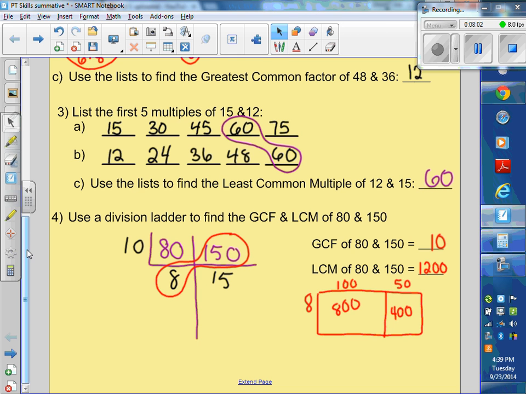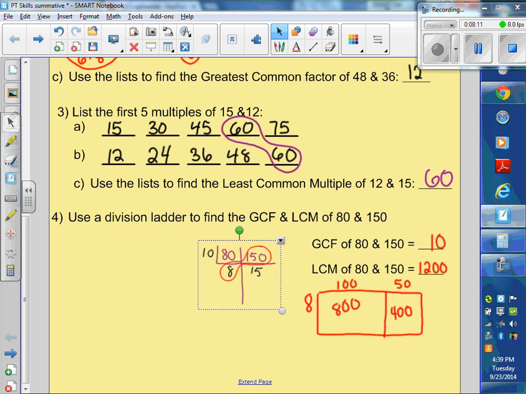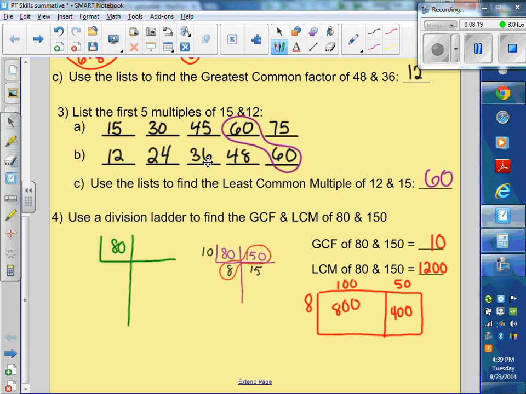Remember, your division ladder, even though I got that in one step, doesn't always work that way. So you could also have taken out something different, like maybe 5. 5 times 16 is 80, and 5 times 30 is 150. So you would continue, because 16 and 30 have 2 in common. 16 divided by 2 is 8, 30 divided by 2 is 15.